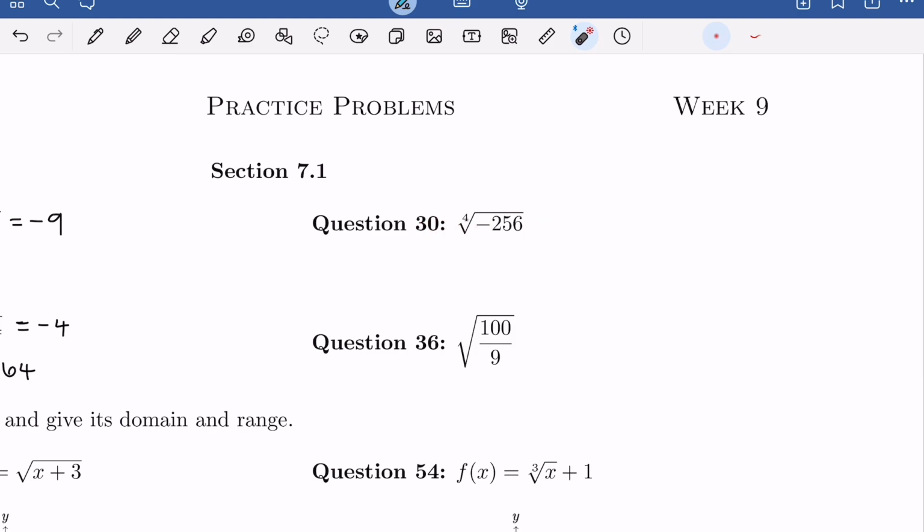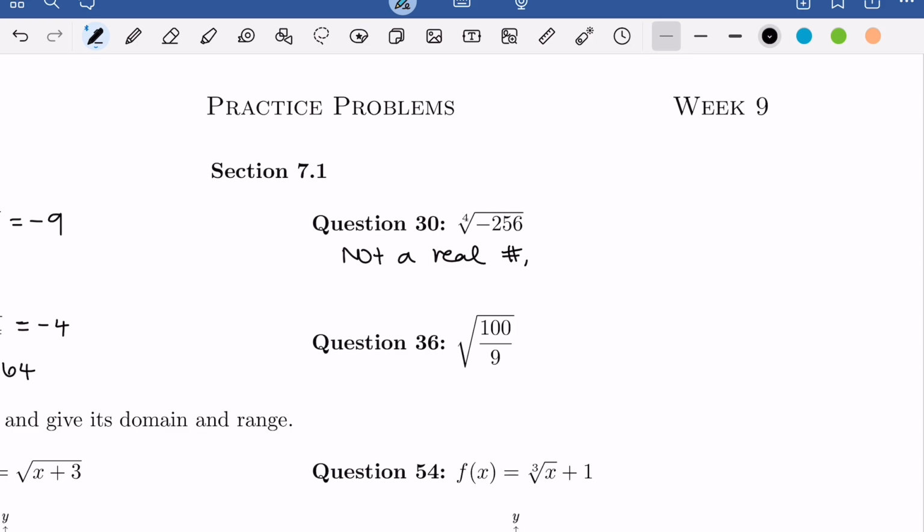For question 30, we have the fourth root of negative 256. Now, like I said, we need to be careful when we have this negative inside of our radical here. And in this case, we're looking at an even root of this negative number here. So when we evaluate this, actually the answer here is going to be not a real number. And the reason is because any number raised to the fourth power would never be negative.